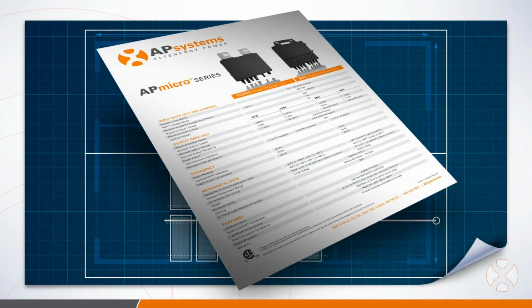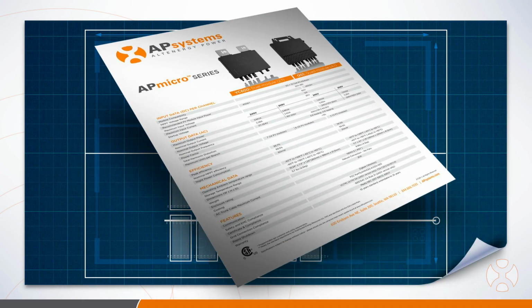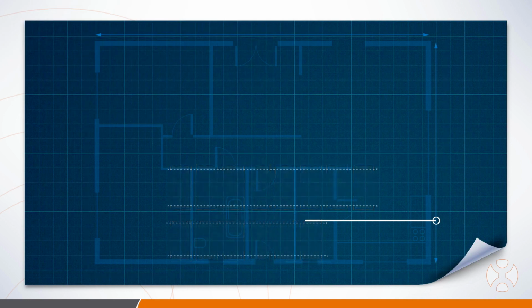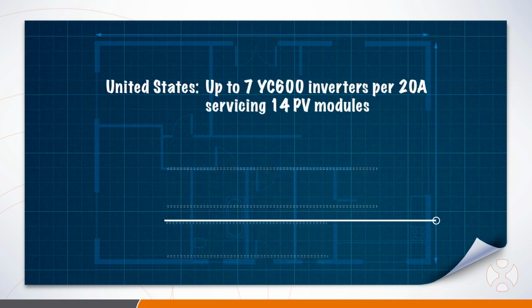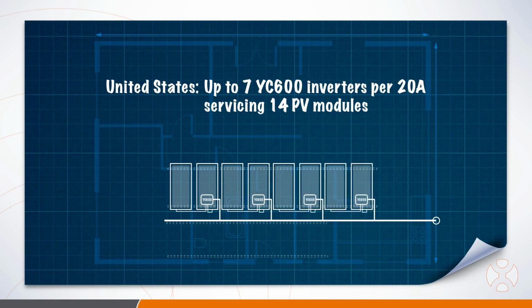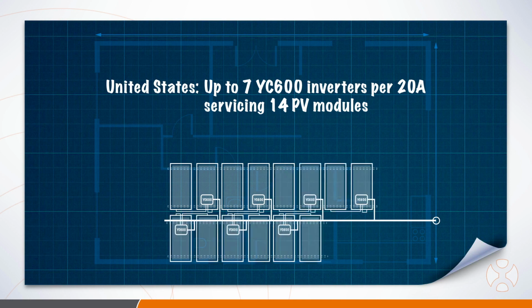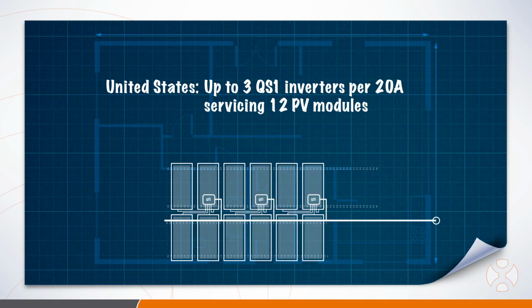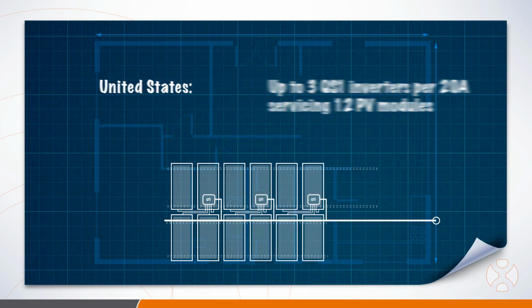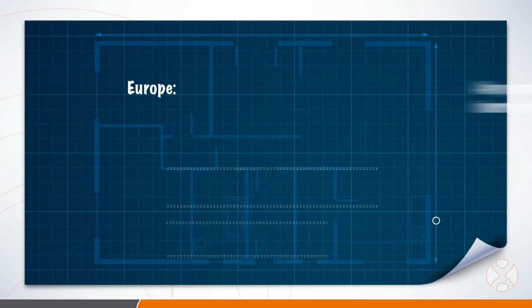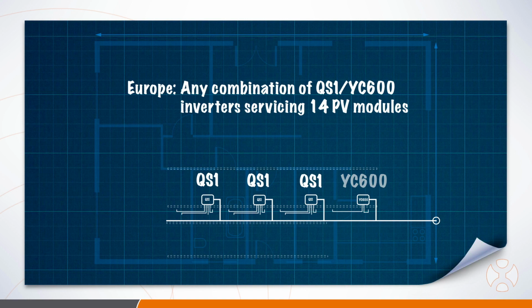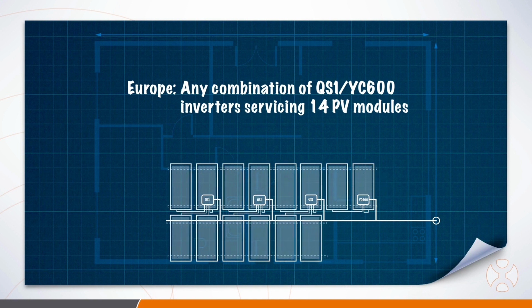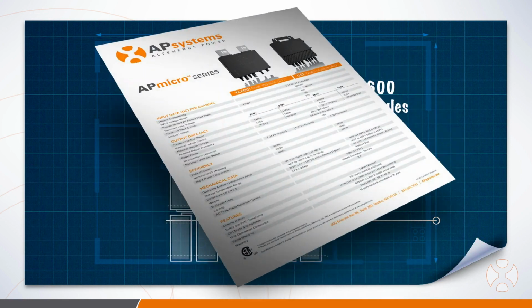Check your regional AP Systems microinverter datasheet to determine how many units can be placed on each circuit. In the US, up to 7 YC600 units can be placed on a single 20-amp breaker in a 240 volt configuration, which accommodates 14 PV modules, or up to 3 QS1 units per 20-amp breaker in 240 volts, which accommodates 12 PV modules. In Europe, any combination of YC600 or QS1 units that will accommodate 14 PV modules can be used. For all other regions, be sure to check the product datasheet from that region.